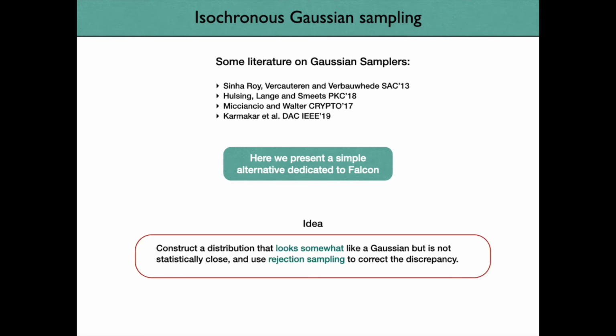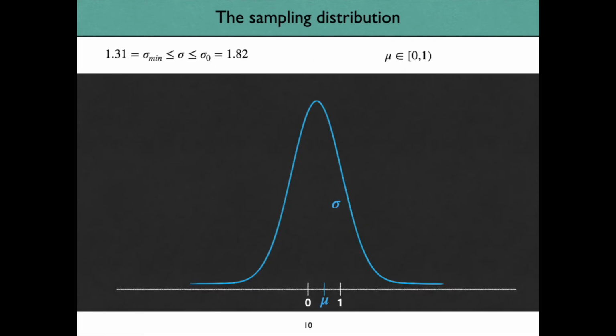The underlying idea is very simple. We construct a distribution that looks somewhat like a Gaussian but is not statistically close, and then we use rejection sampling to correct the discrepancy. One important detail is the fact that the parameters may vary.